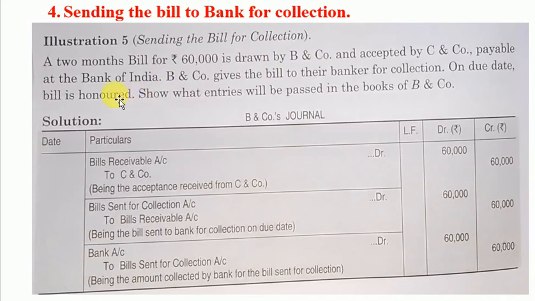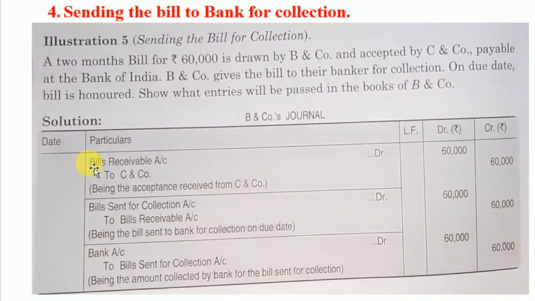Payable at the Bank of India. B and Company gives the bill to their banker for collection. So this is case 4, sending the bill to bank for collection. On due date, the bill is honored. Show what entries will be passed in the books of B and Company. The question is asking us to pass entry in the book of drawer B and Company. When I discuss, I will also let you know what will be the entry in the book of C and Company. So no dates are there, so we directly go into entry in the book of B and Company.